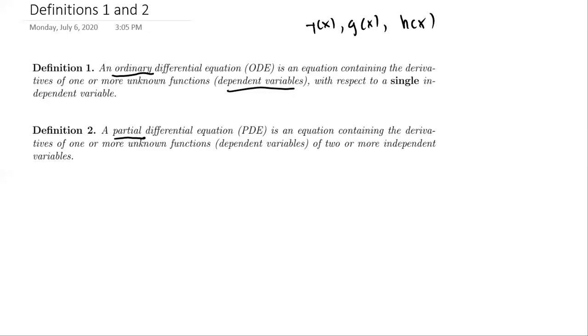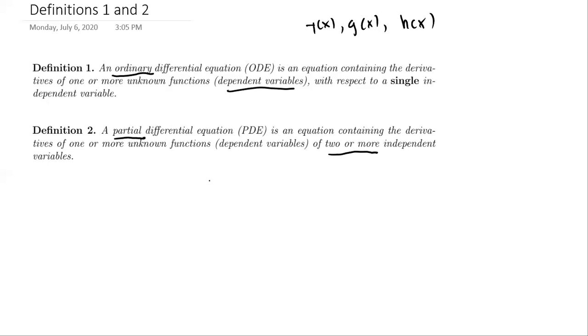Now, contrary to this, what's a partial differential equation? Well, the first part is the same. It's just an equation containing derivatives. Again, you could have more than one function you're taking derivatives of. That doesn't matter. What makes it a partial differential equation, which we're going to denote PDE, instead of an ordinary differential equation, is that you're allowed to take derivatives with respect to two or more independent variables.